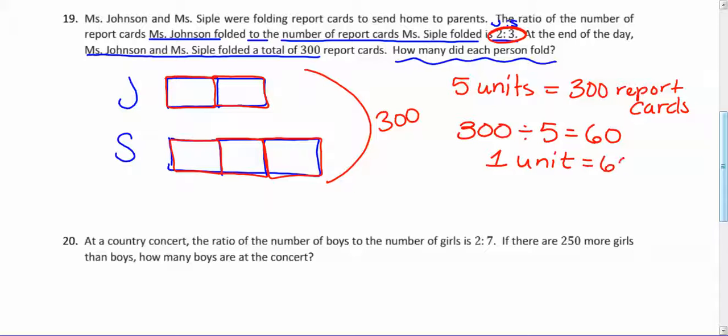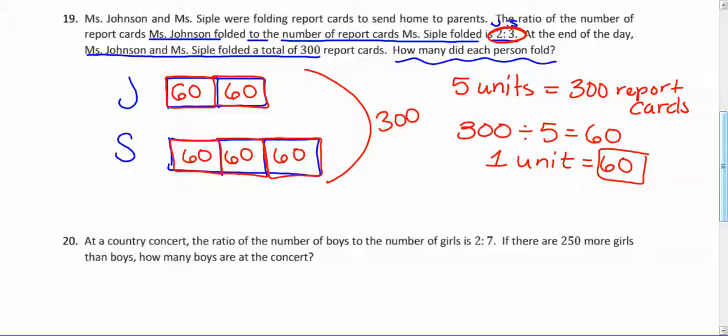equals 60. So the goal of this is to use whatever info that you are given to try to then figure out the value of one single unit. Once you figure out one single unit, you can use that to answer pretty much anything about that ratio problem. So 60 is what we figured out, that 1 unit is 60. So you want to take that 60 and every box, you should write 60 in it.